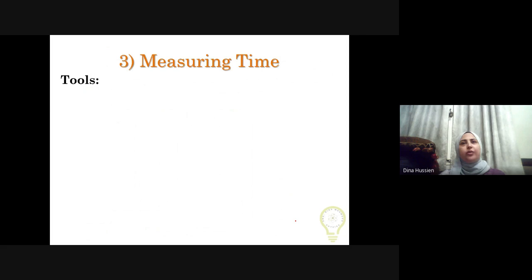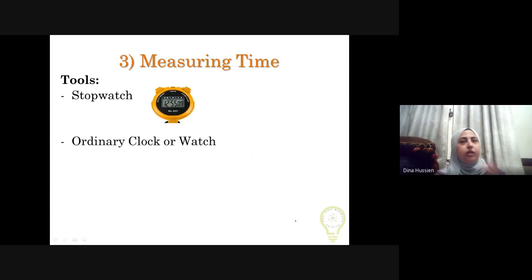Now we're going to measure time. Time is an easy one. How do we measure time? We know time is measured by using a stopwatch, or by using your ordinary clock or watch. You can tell time. For example, we started the session at 8, and it's now 9:05 or 06, so it means we have been here for an hour and 6 minutes. So this is how we can measure time. We take the difference using our watch or the clock.